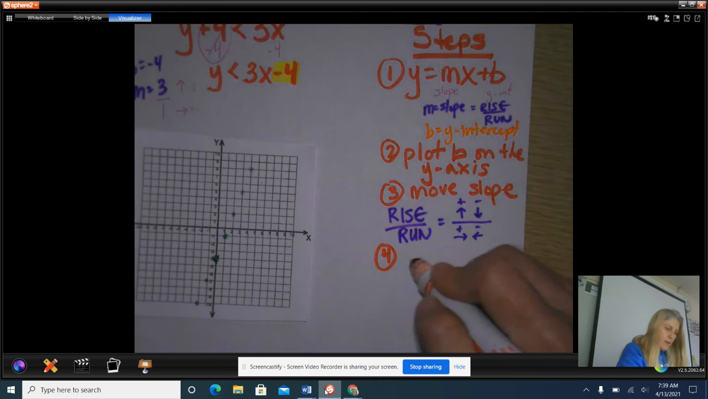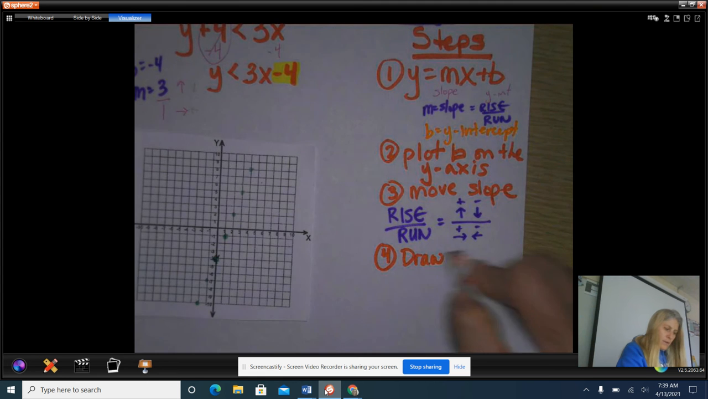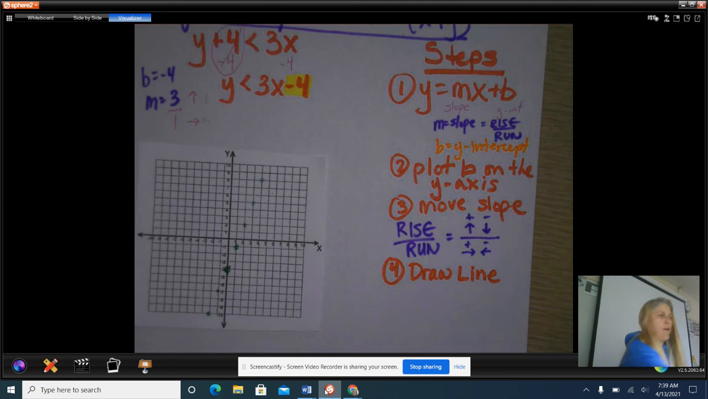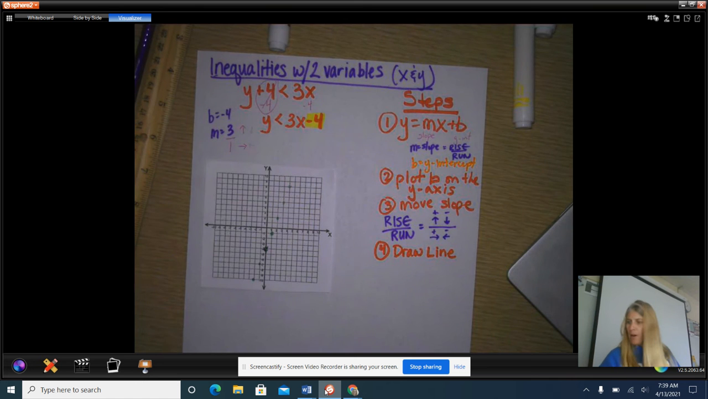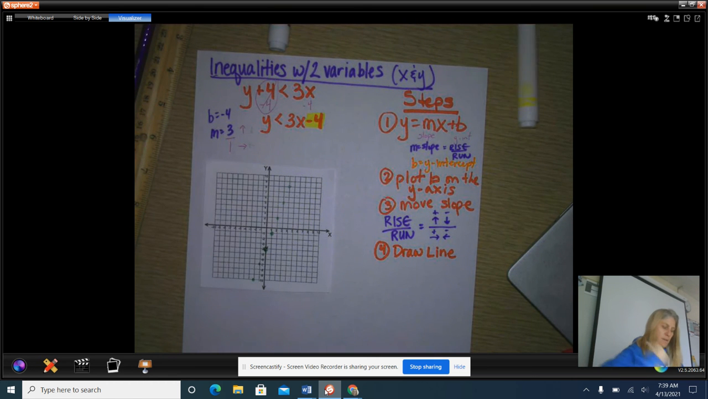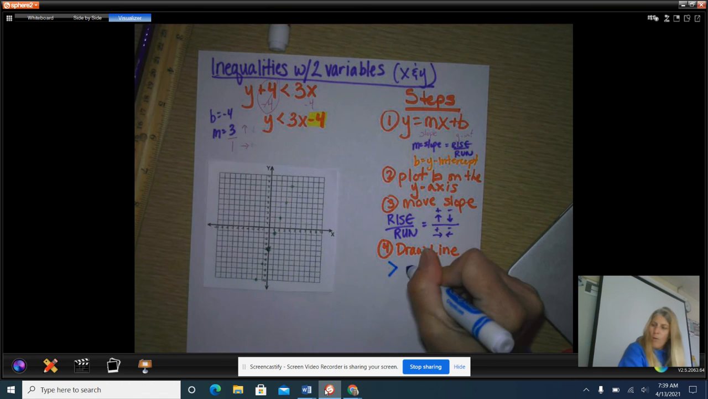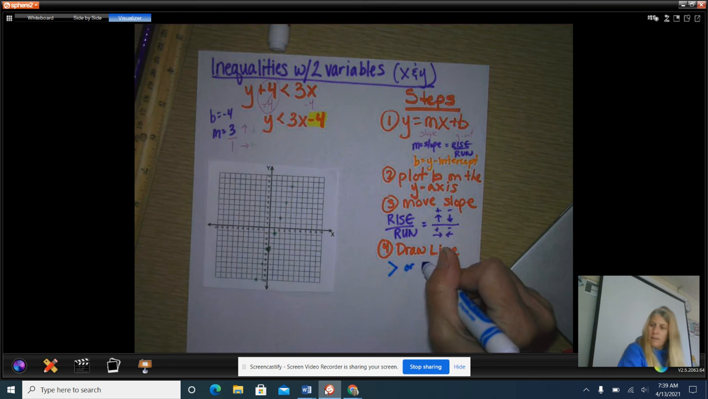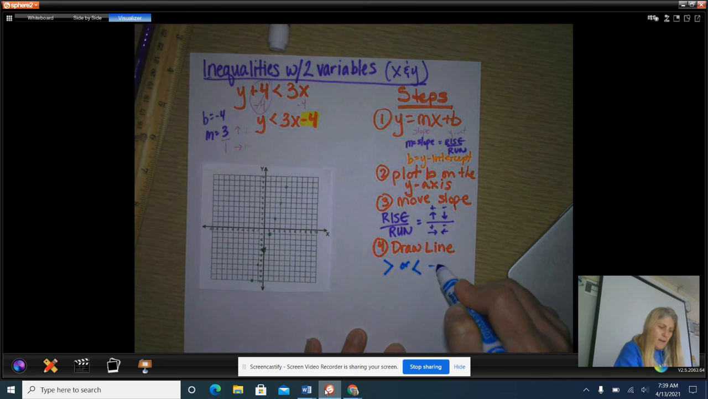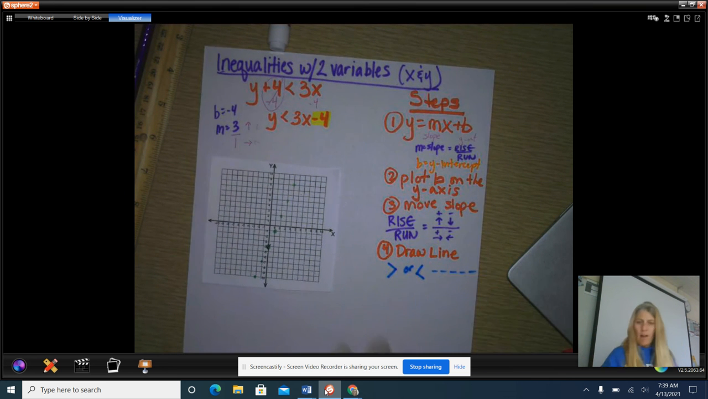is to draw your line. Now, at this point, we have to focus on the inequality of our equation. If our inequality is a greater than or a less than, then we're going to draw a dashed line because anything on that line is not a part of the solution.